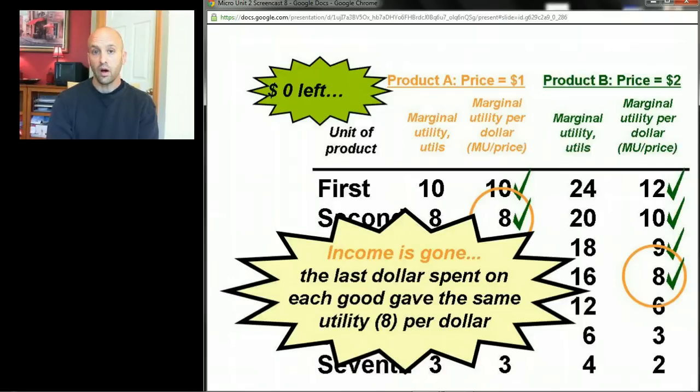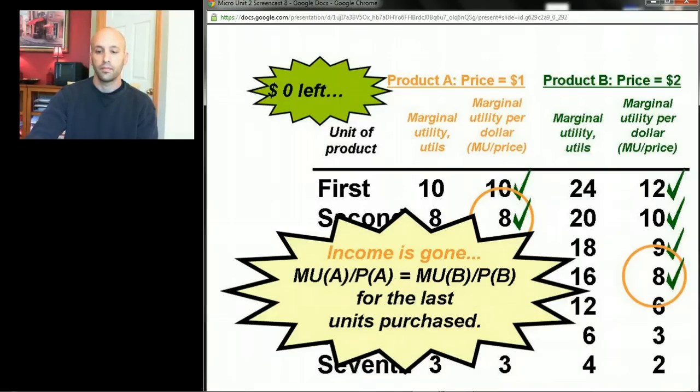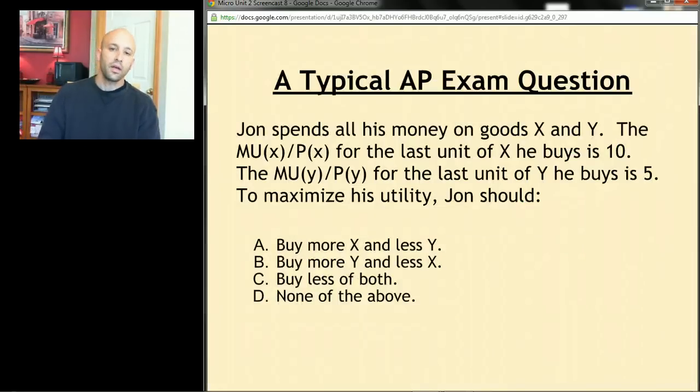Merrill has spent all of his money, and for the last unit of each of the goods that he's bought, he's getting the same bang for the buck. Now you can add up the utility that he's getting from 2 units of good A and 4 units of good B, and you'll see that there's no other possible way that he could spend his money and get more utility out of that $10. All right, kind of complicated. You probably have to go through that a couple of times.